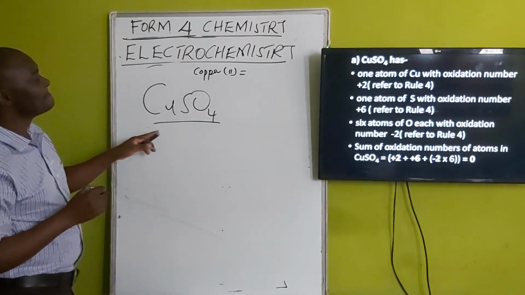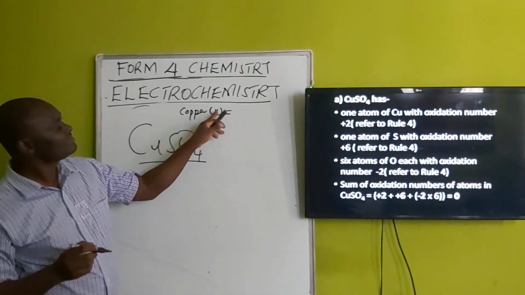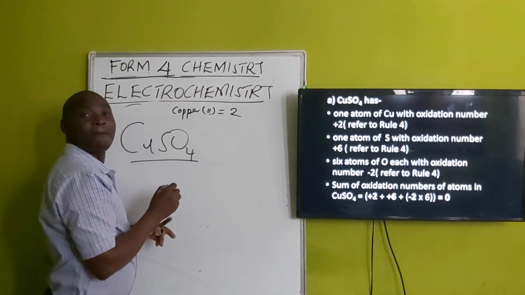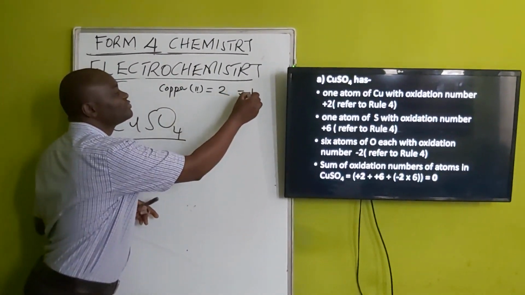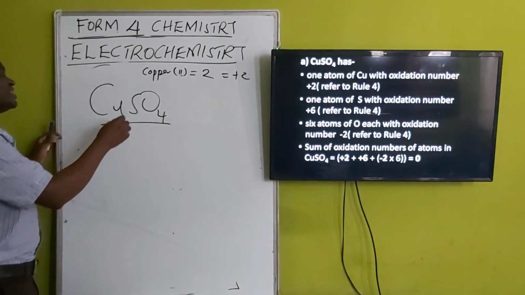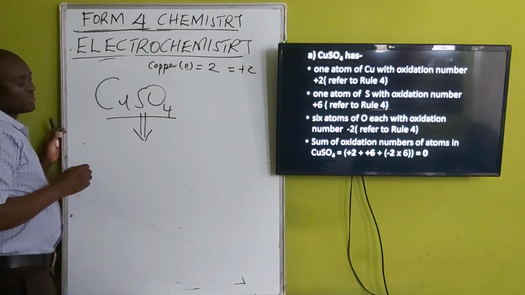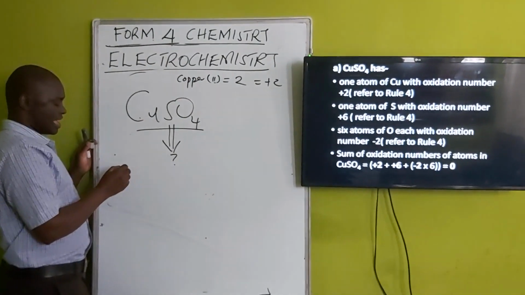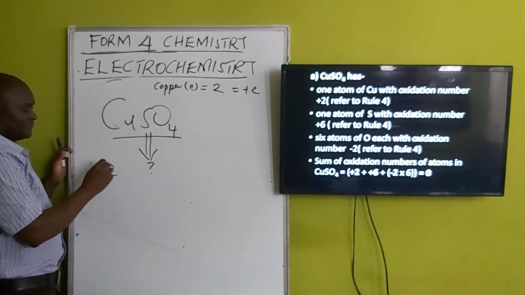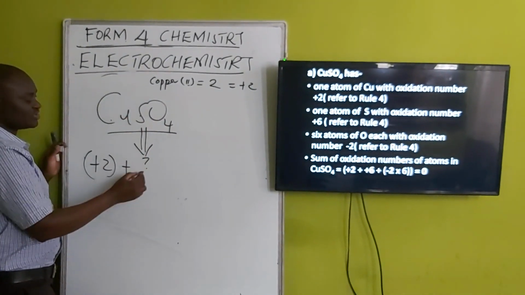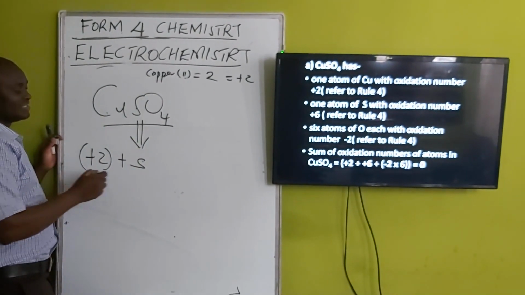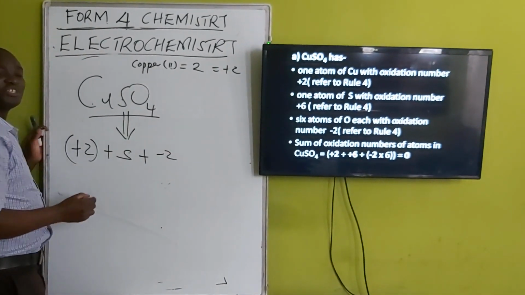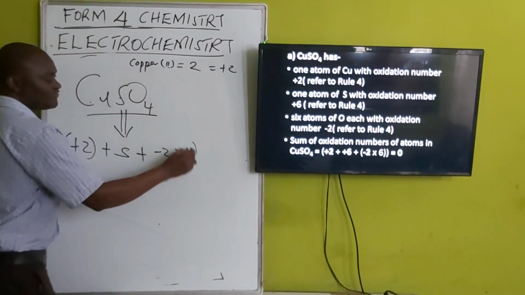it means the valency is 2. But the oxidation number is +2. So if we don't know sulfur, we can actually get sulfur by applying one of the rules. So we'll take copper to be +2 plus, let's say we don't know sulfur. Then oxygen, we are told in any combined state, oxygen is -2. Then we multiply by 4.